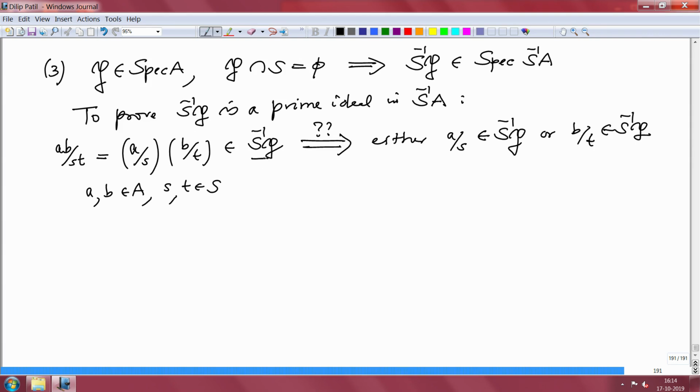That was the definition of this. So therefore, if these belong, this means this element AB by ST should be of the type P by S prime with P in P and S prime in S. But this means what?